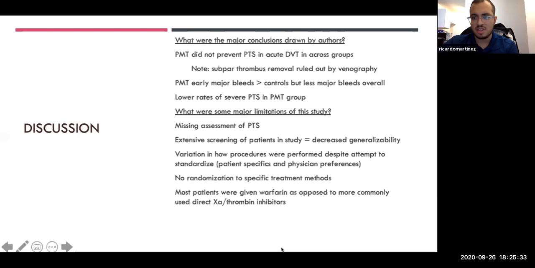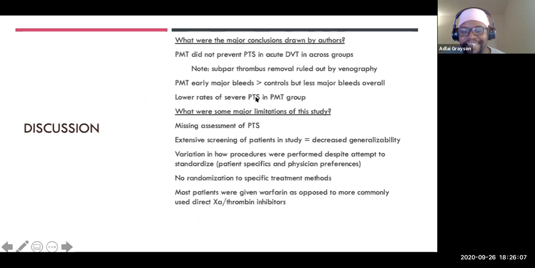And one of the things that I myself didn't think was a great limitation, I don't know if you guys have any opinions on this, is that most patients were given warfarin as opposed to direct factor 10A thrombin inhibitors. I didn't think this was a limitation, but the authors mentioned it here. Does anyone have any thoughts on that? Yeah, I think we definitely need another trial that looks at these thrombin inhibitors and their effect on developing PTS. But yeah, I think that's another point to notice.